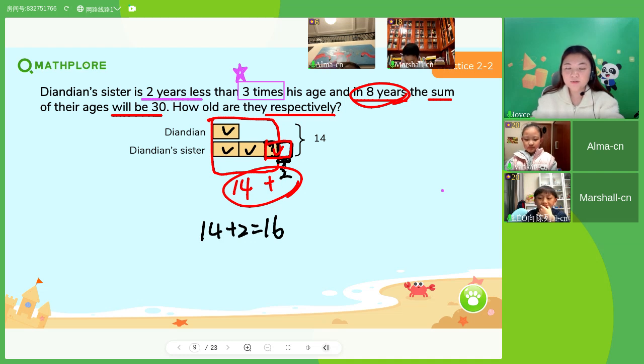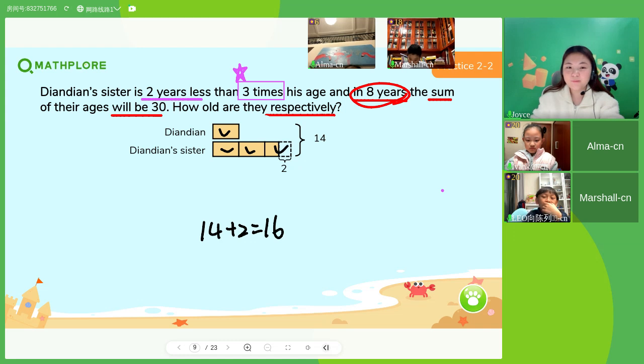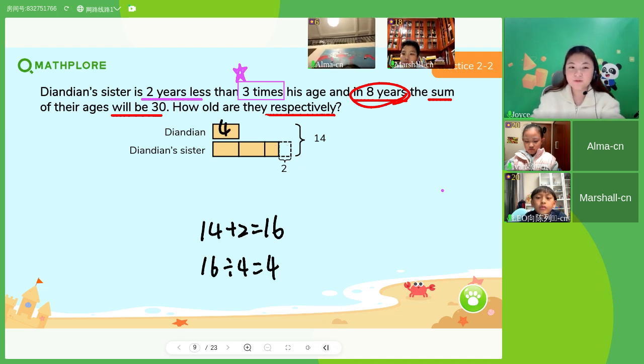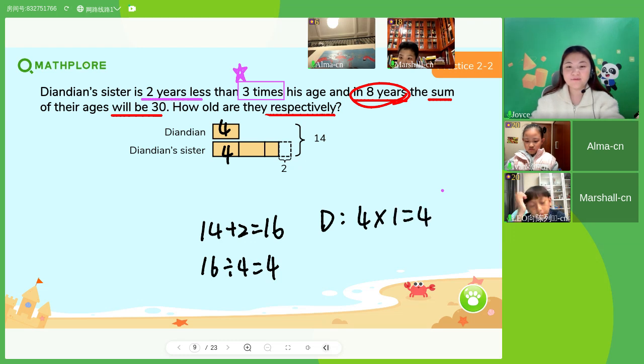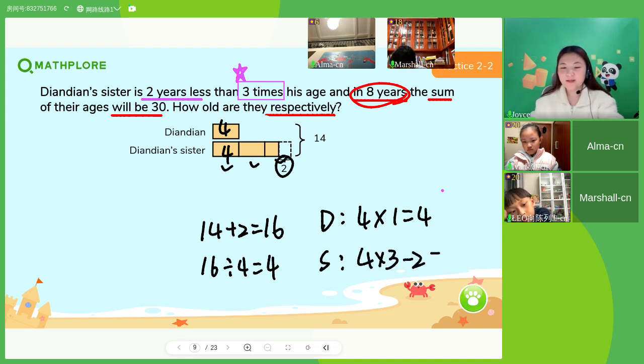16 includes 4 equal segments, right? 1, 2, 3, 4 together make 16. So for each of them, we use 16 divided by 4. Yeah, that's right, 16 divided by 4 equals 4. So every little segment equals 4. So how old is Dian Dian? Only 4 times 1, 4 years old. How old is the sister? The sister has 1, 2, 3, so we use 4 times 3. But we have 2 less than. Yeah, we minus 2. It's going to be 10, right?